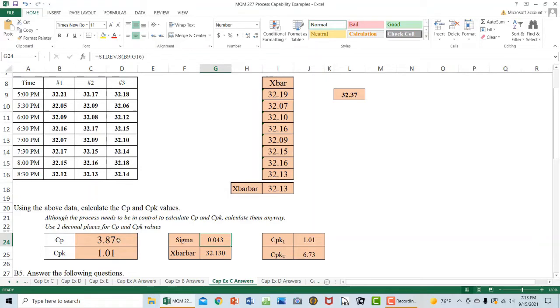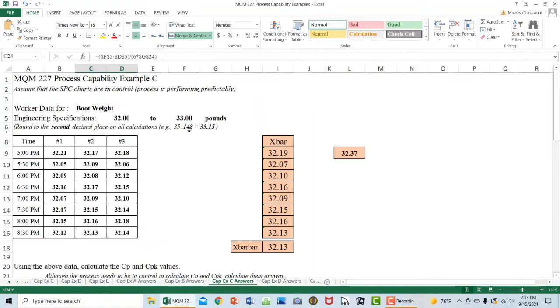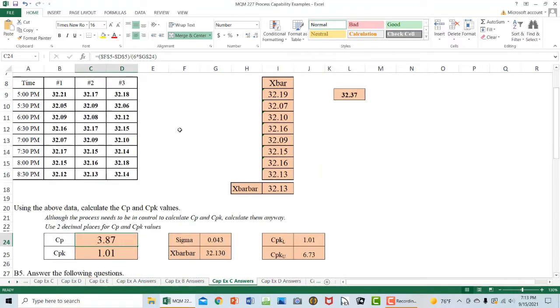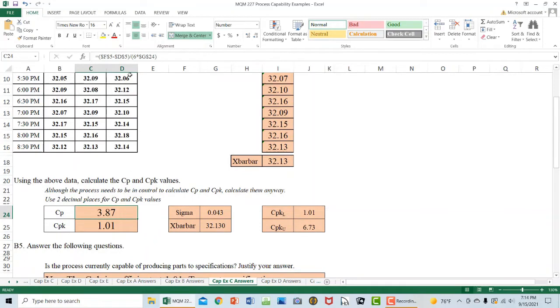All right, let's go ahead and jump over to CP. Remember, CP is just the difference between 33 and 32, which is 1 pound, divided by 6 times our standard deviation, or sigma. And so it comes out to 3.87, which is a very respectable CP.